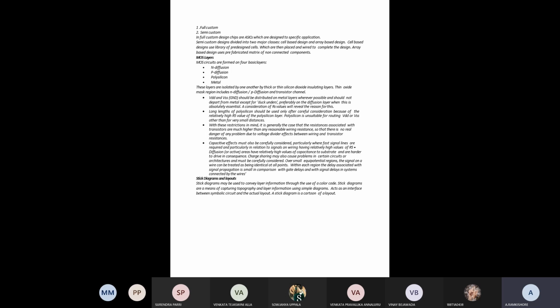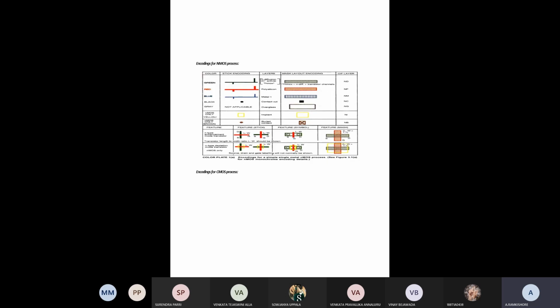That mainly indicates the layer information with the help of different symbols. So simply, the stick diagram is a cartoon of layout. To draw the layout diagram, we must know how to draw a stick diagram.